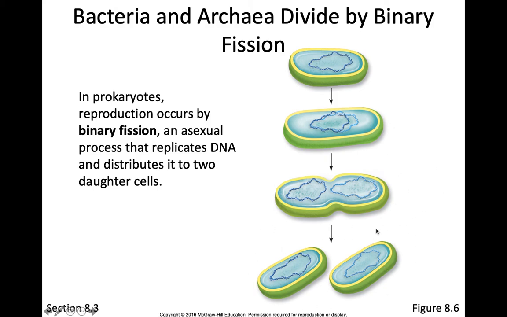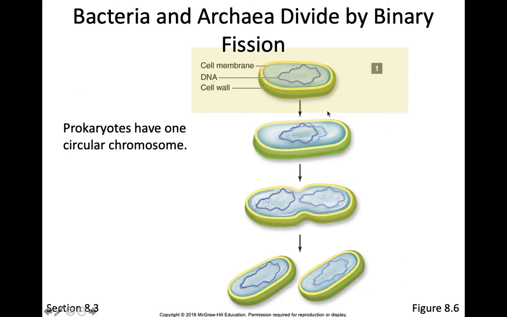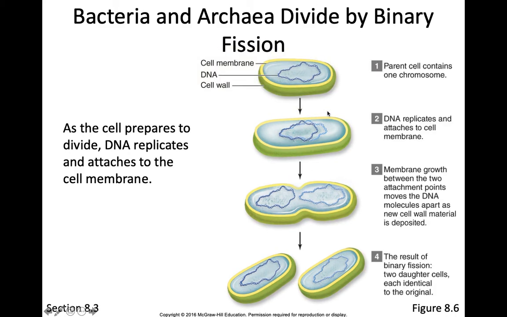Very, very simple, easy, one into two. You literally make a copy of your DNA and then split in half. Very simplistic process. So here we go. Very easy. Parent cell's got one chromosome in it. Attach that, replicate that chromosome, stick it inside the cell membrane. You can see the membrane's going to start to form here to split this guy apart. It's going to continue to squeeze, and eventually split the cell completely in half.